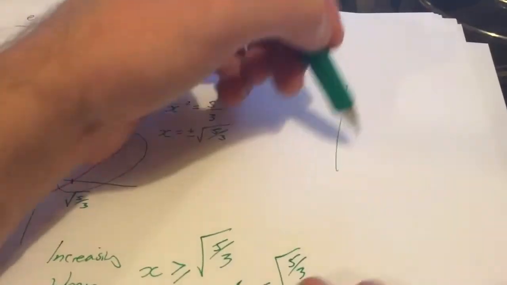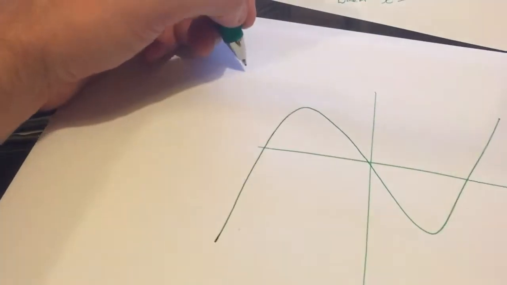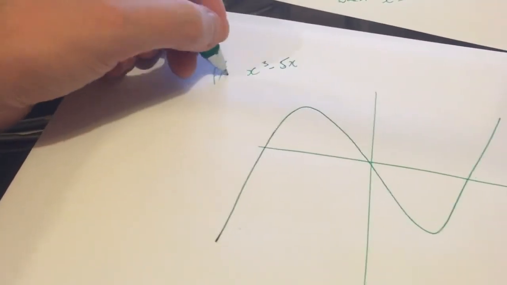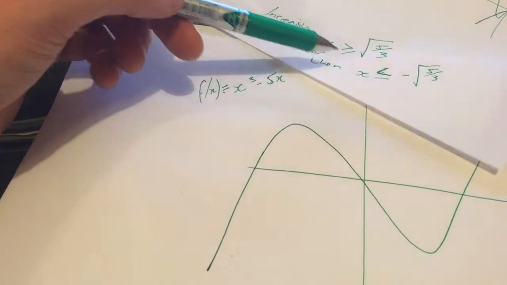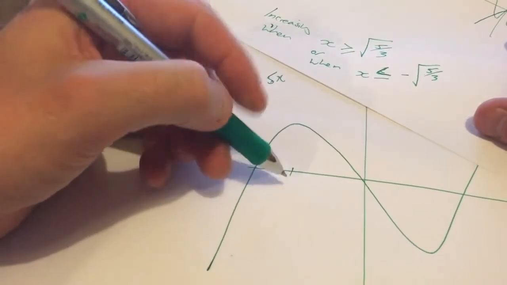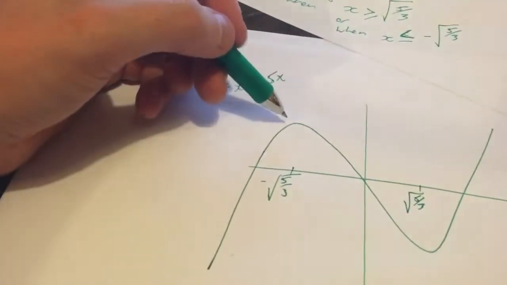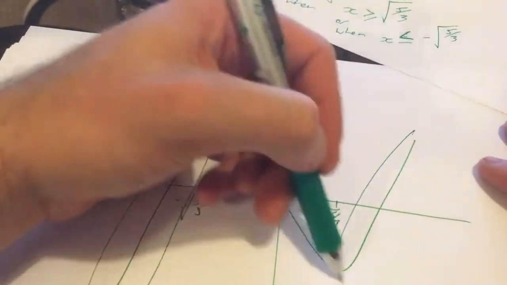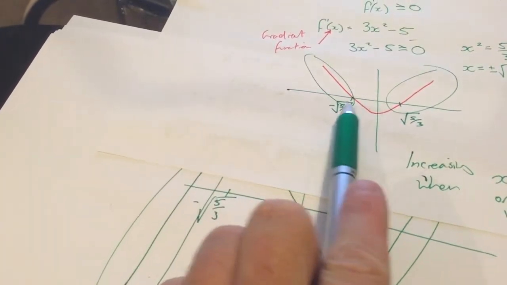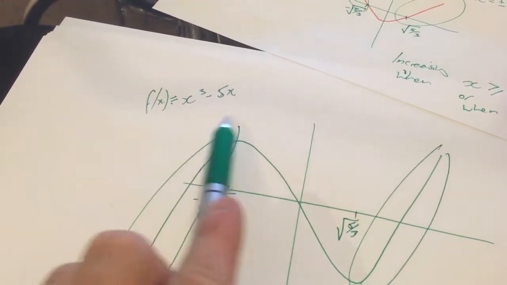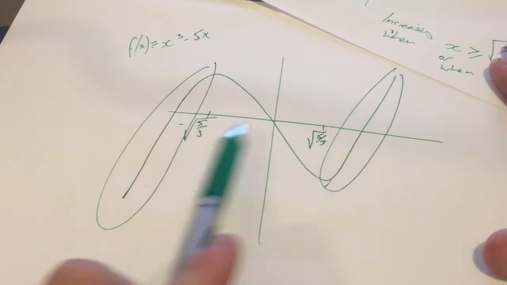So this is a cubic. Here's x³ - 5x. We just used this function, differentiated it, and found the range of values for which it's increasing. If we plot these on the graph, we get minus root 5 over 3 and root 5 over 3. We can see it's increasing for less than this one and more than this one, and it's decreasing in the middle, which is what we showed on our quadratic. So this is f(x), this is the gradient, and this is the original. The gradient function is positive here when the original is increasing.